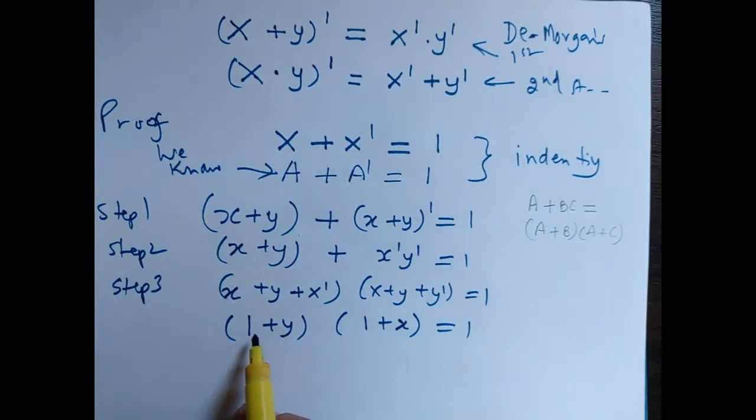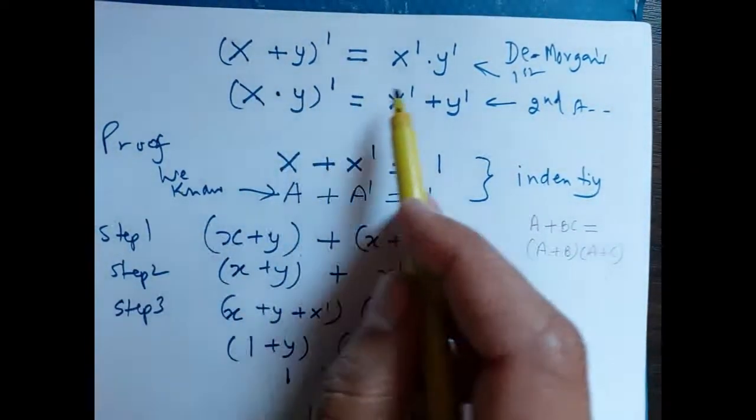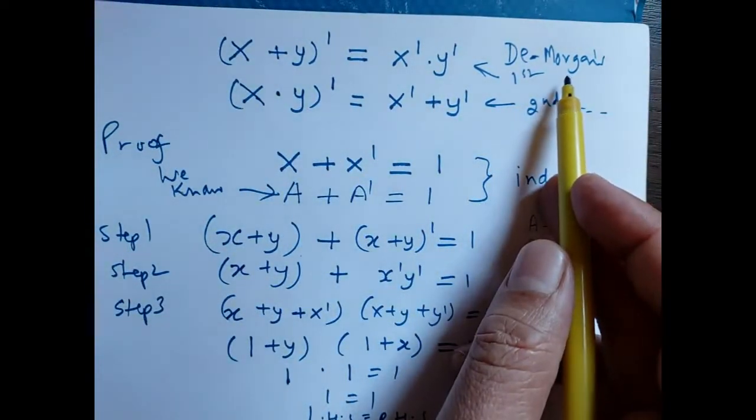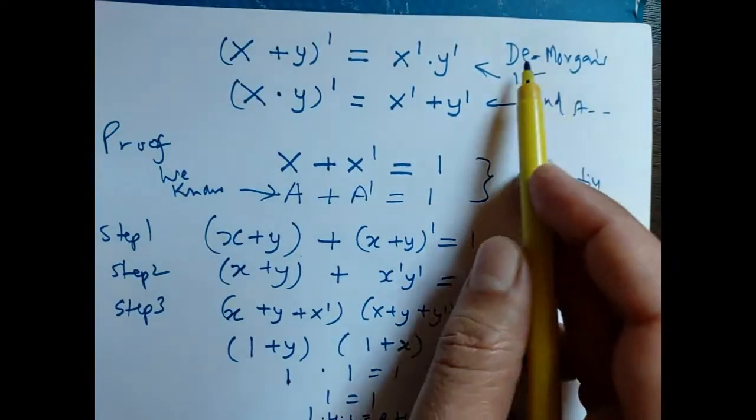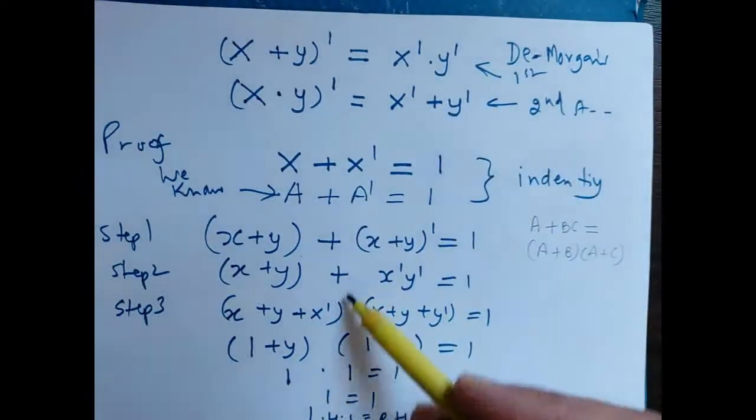Now again, ORing any variable with a 1 will give you a 1, and the same here. And now we have the AND operation of two ones, which is 1, so LHS has been proved equal to RHS. Hence we have proved the first statement of De Morgan's theorem. De Morgan's statement is true. It is not a law because it has got a proof.